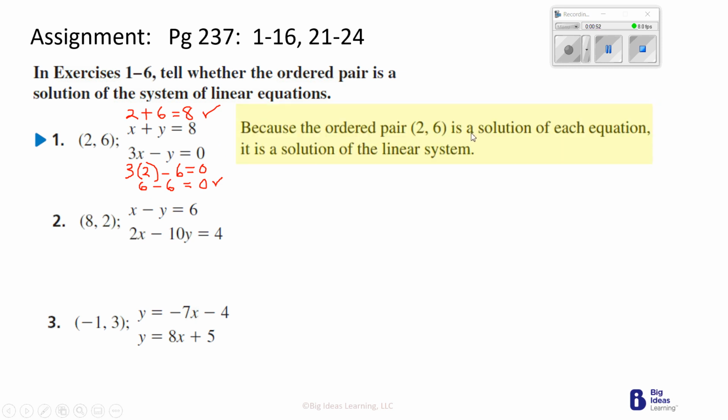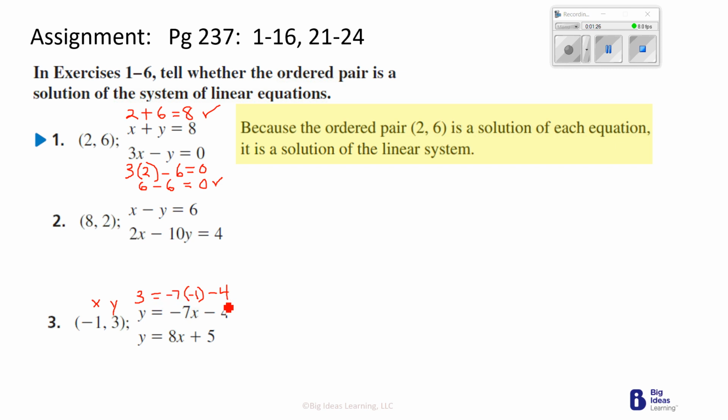So this would be a set that works for this linear set. Because an ordered pair of 2 and 6 is a solution for each equation, it is a solution for the linear system. All right, let's go to number 3. You have number 2 to do. I'm going to go ahead once again and plug these numbers in. This time y is over here, so I'll put 3. Remember, this is always xy over here, and that would be negative 7 times, well, x is negative 1. And then it says minus 4.